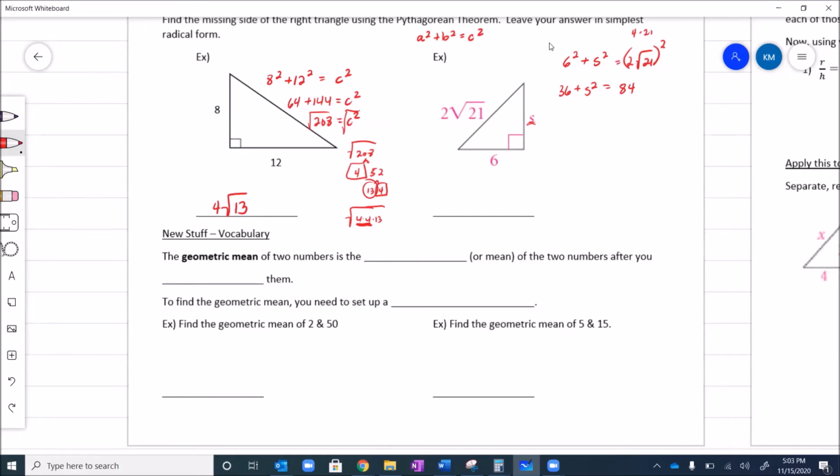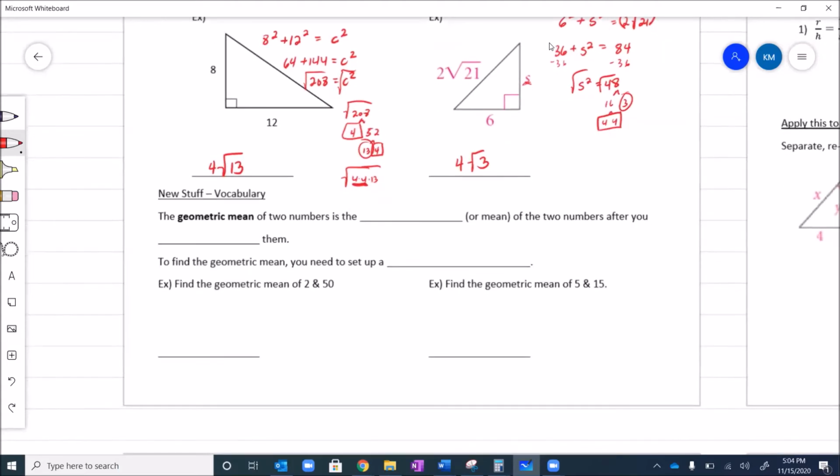All right, so now we are trying to find s squared. I'm going to subtract 36 from both sides. That gives me 48. So s squared equals 48. To find s, I'm going to take the square root. 16 times 3. 3 is prime. 4 and 4. And I have a pair of 4s, a pair of 4s and a 3 without a pair. 4 radical 3.